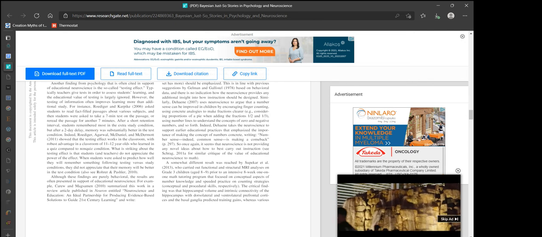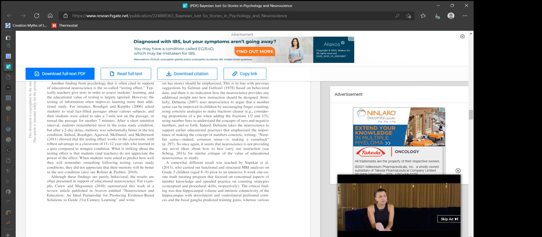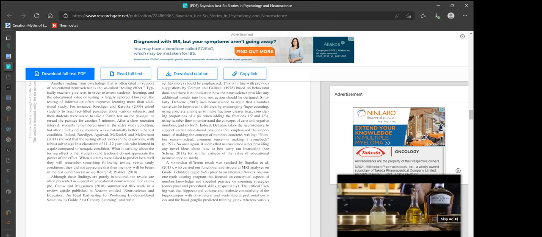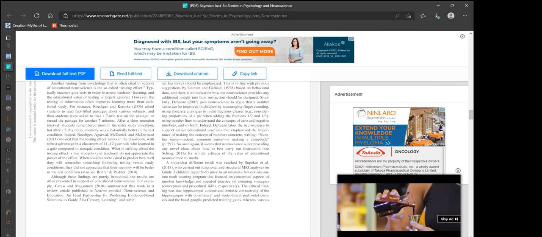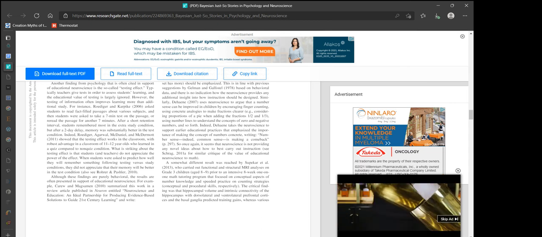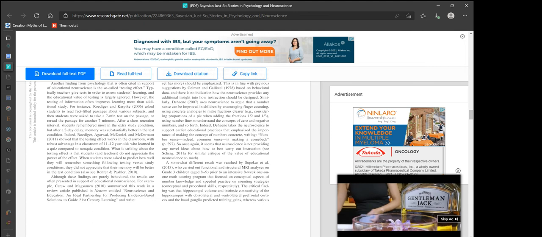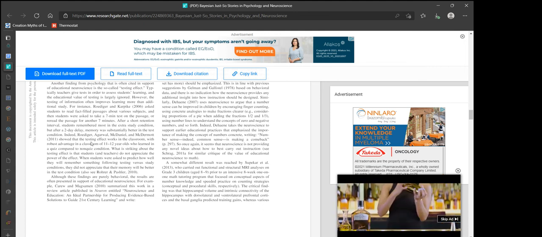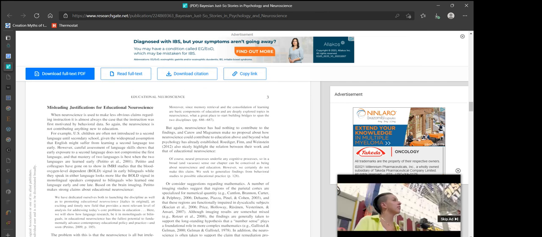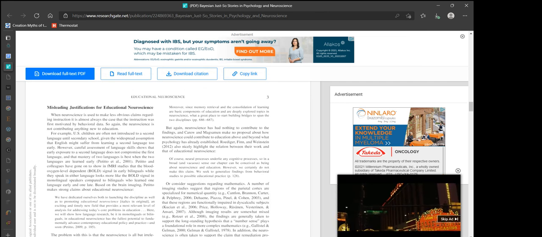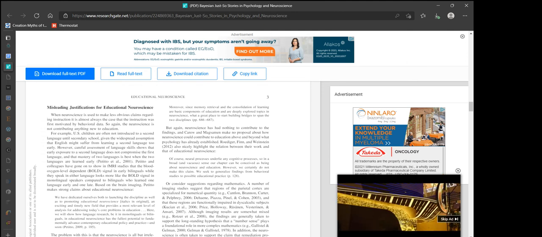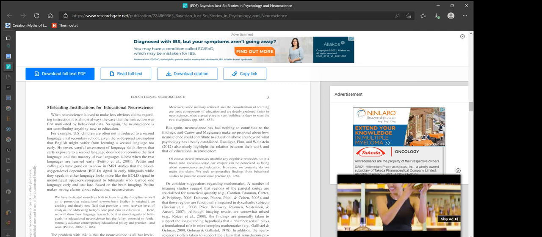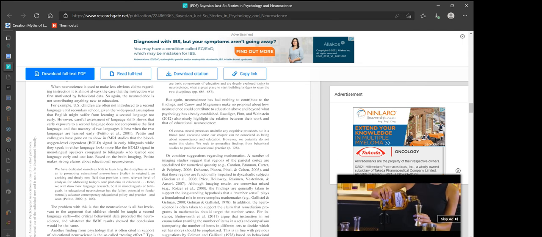Although these findings are purely behavioral, the results are often presented in support of educational neuroscience. For example, Karu and Magzamin, 2010, summarized this work in a review article published in Neuron entitled "Neuroscience and Education: An Ideal Partnership for Producing Evidence-Based Solutions to Guide 21st Century Learning," and they write, "Moreover, since memory retrieval and the consolidation of learning are basic components of education and are deeply explored topics in neuroscience, what a great place to start building bridges to span the two disciplines," end quote.